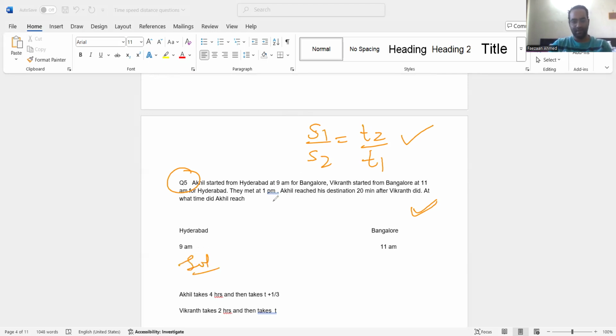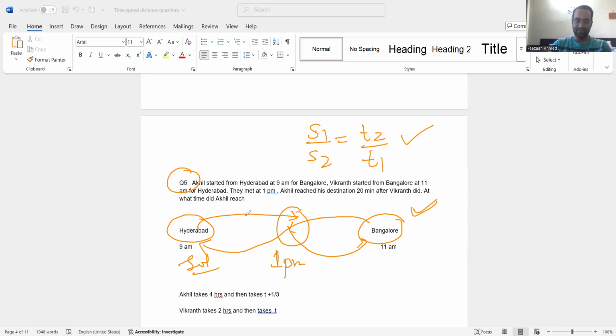Okay, let's see the solution. What happens here? You have one person, Akhil, starting at Hyderabad, and another person, Vikrant, starting at Bangalore. They travel towards each other, right? Now, they meet at this point, of course, and the meeting time is known to me as 1 p.m., which means Akhil, who was starting from Hyderabad, would have taken 4 hours. And Vikrant would have taken 2 hours.